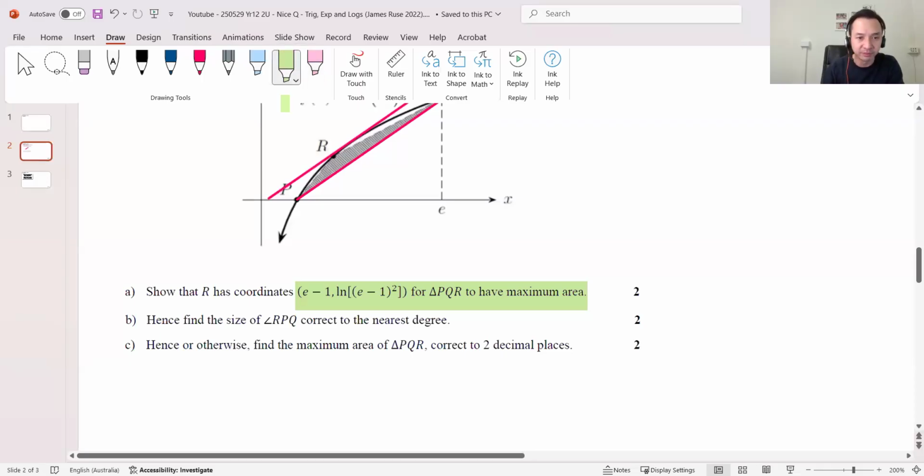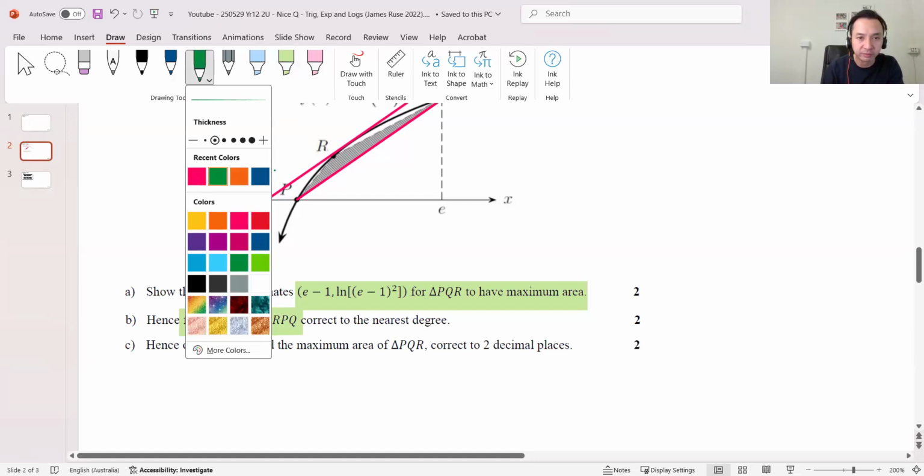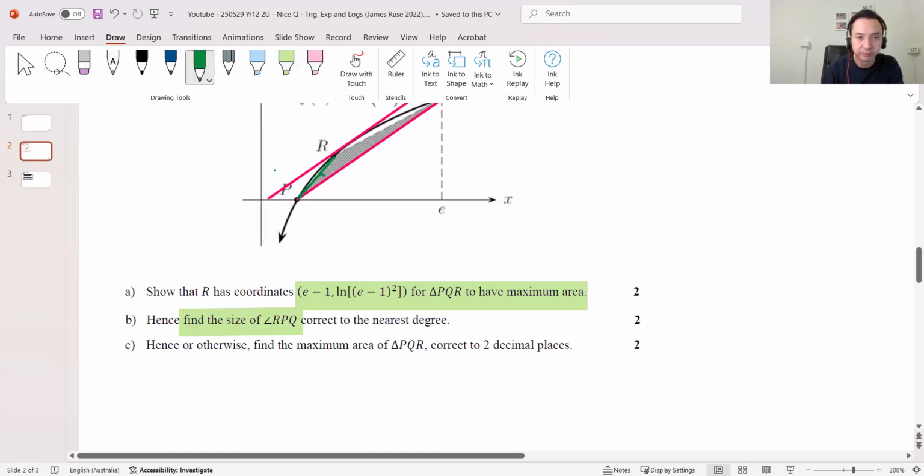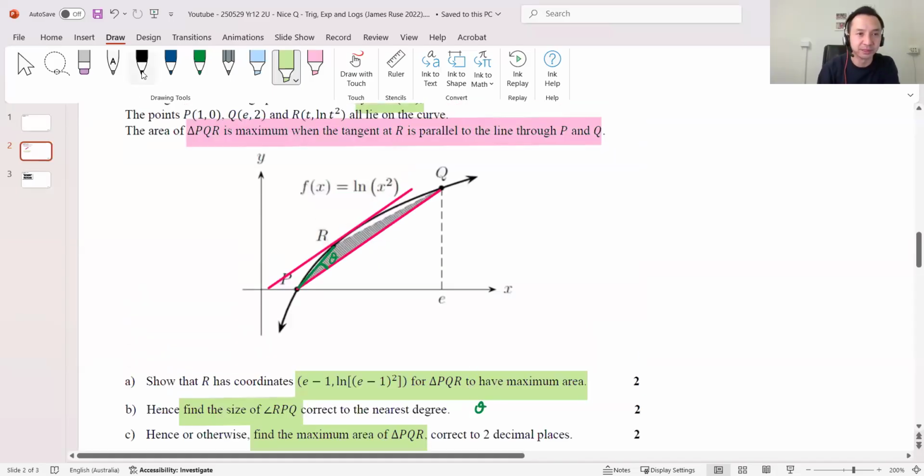What else do I have to do here? Find R. Find the size of angle PQR, that's this one here, so theta. Hence find the maximum area. Finding maximum area feels like an optimization maximum-minimum question, but it's not. It's actually much easier than that. Okay, let's start this question and check it out.